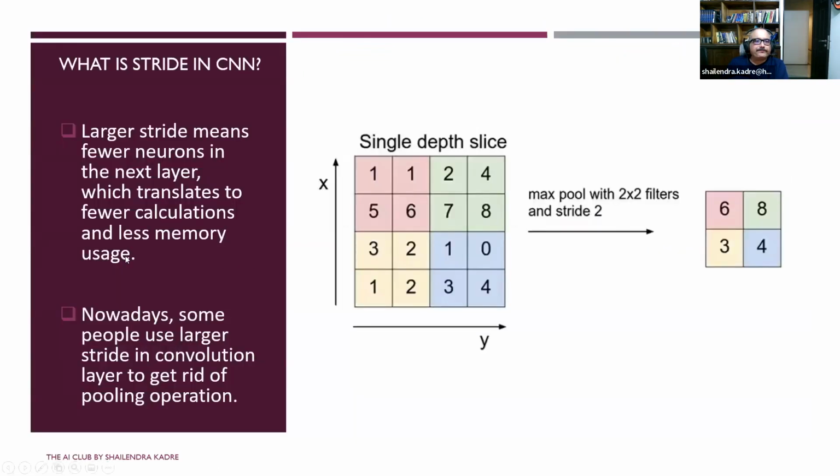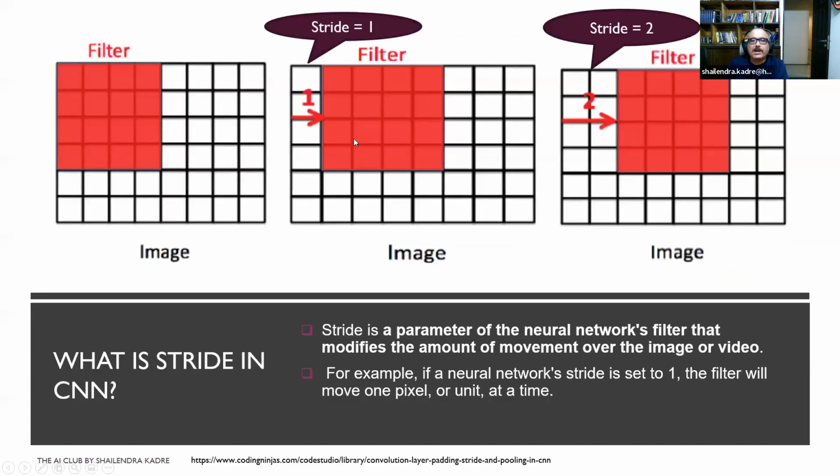Now, what is the stride in CNN that we have seen? A larger stride means fewer neurons in the next layer, which translates to fewer calculations and less memory usage. Understood? If we do stride 1, memory usage will be X. And if I give a stride of 2, calculations will be less. So the memory required to do the same convolution will be less. Memory requirement will be less.